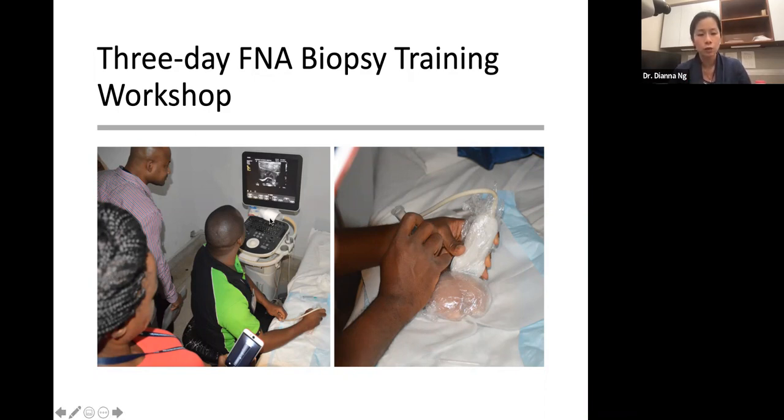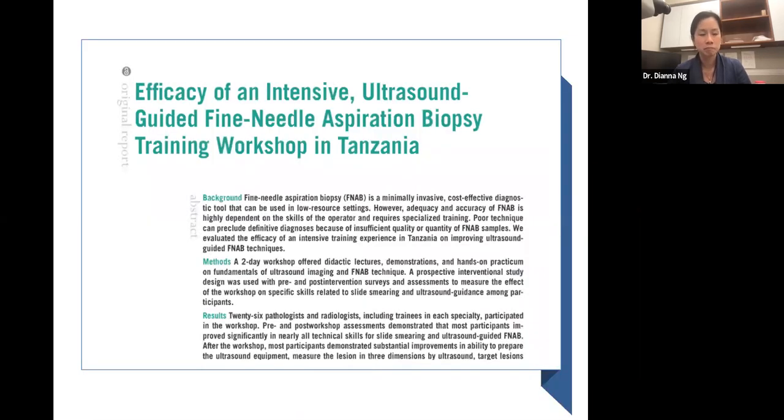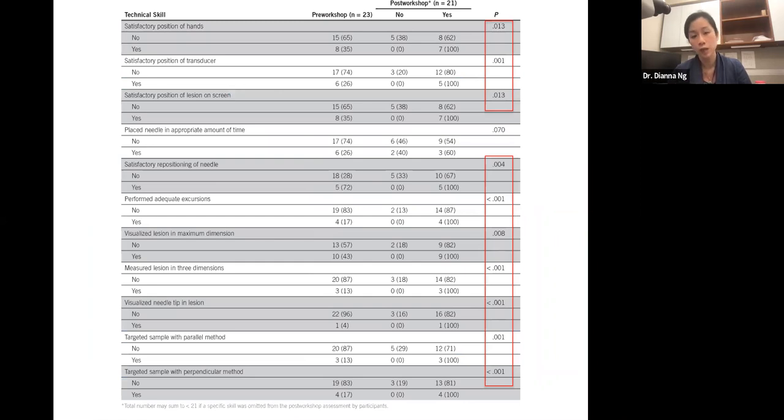Here you can see we are teaching an ultrasound radiology resident how to do an ultrasound-guided FNA. We use chicken breasts stuffed with little olives and beans and other goodies for them to target. And we published our experience in the Journal of Global Oncology. What we found is that indeed, these workshops do work. For every important technical skill involved in ultrasound-guided FNA biopsies, you could see statistically significant improvement. We're currently working on a study evaluating whether these skills are sustained after a workshop like this, which is of course very important.